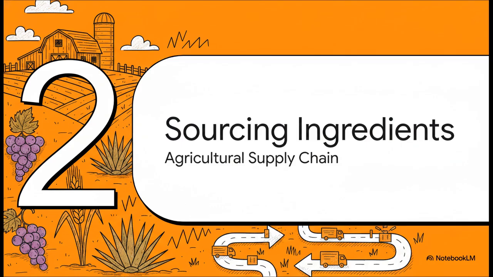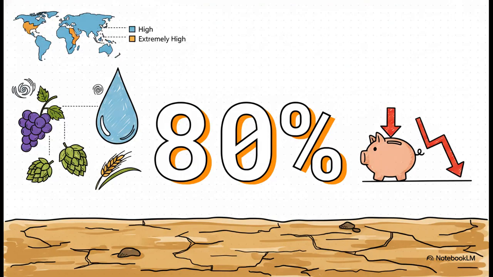Which brings us to Section 2, sourcing agricultural ingredients. Our journey obviously starts at the farm, and sourcing those raw crops exposes companies to some major foundational risks. Investors are hyper-aware of climate change, and they want highly specific data. The standard literally demands that companies report the exact percentage of their beverage ingredients sourced from regions facing high or extremely high baseline water stress.